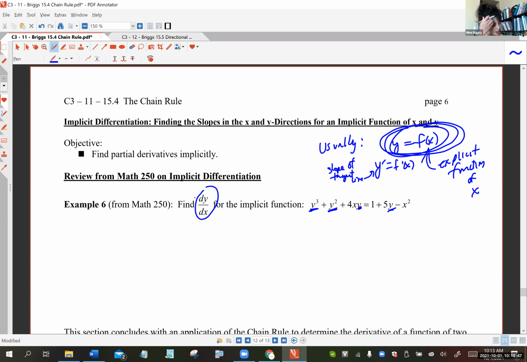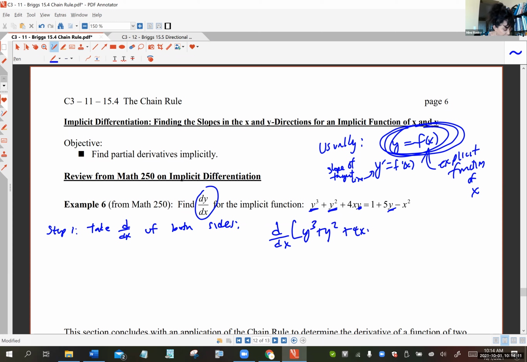So it's better if you just leave it in implicit form, and then to get your derivative dy dx, you use this strategy that you used in Calculus 1, known as implicit differentiation. So how do you get the dy dx? Well, step one, this is a Calc 1 thing. You take d dx of both sides of the equation. What does that mean? You take the derivative with respect to x of the left-hand side, and that better be equal to the derivative with respect to x of the right-hand side.